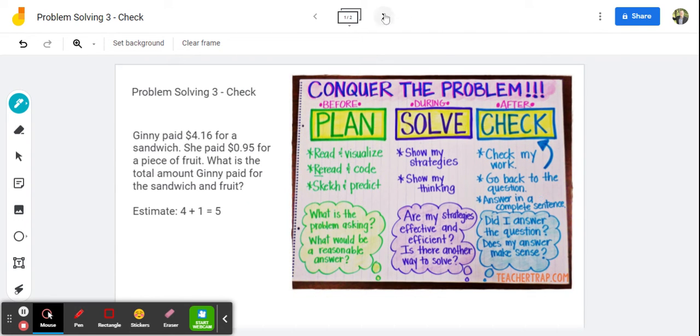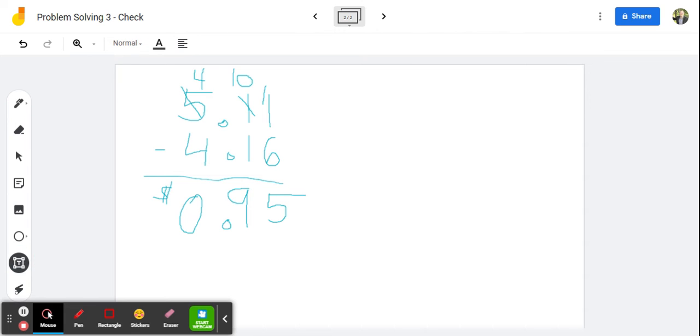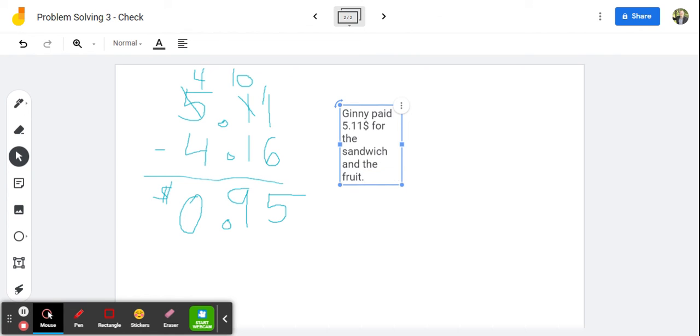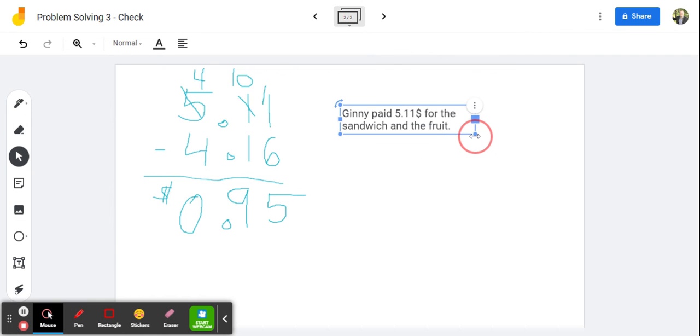And now we should answer in a complete sentence. What is the total amount Ginny paid for the sandwich and fruit? Well, let's start with: Ginny paid $5.11 for the sandwich and the fruit. There you go. Now we have a complete answer, and we've checked it against different strategies and our estimate.